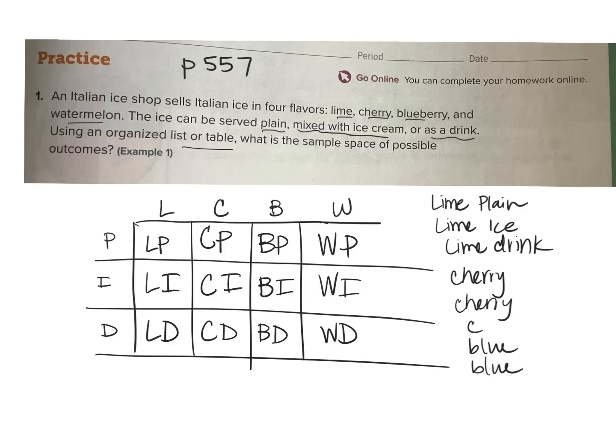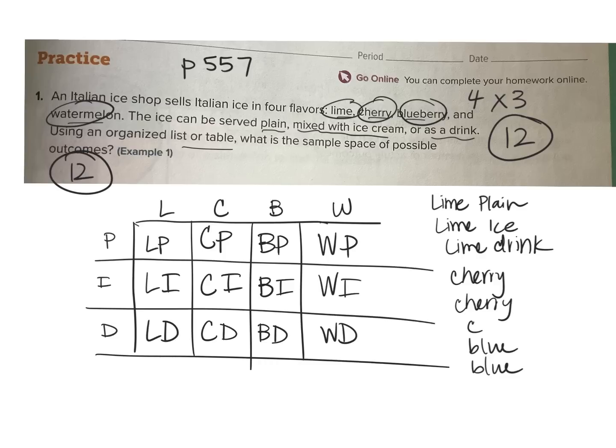And you could have figured that out to start with, but there's 4 different flavors and then 3 different options. So there should be 12 total. If we look at our table, I see 1, 2, 3, 4, 5, 6, 7, 8, 9, 10, 11, 12. So there's 12 different possible outcomes I can get when I go order my ice cream.